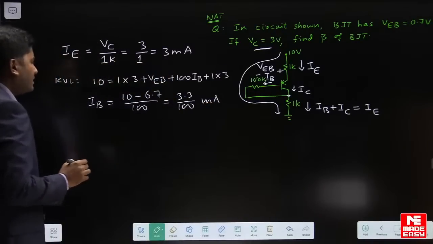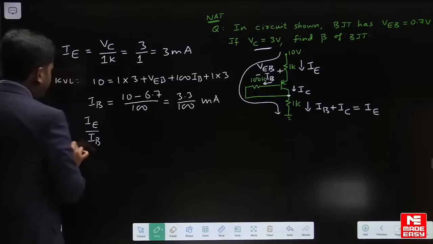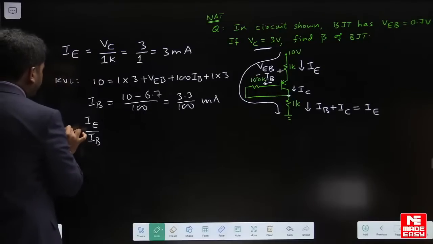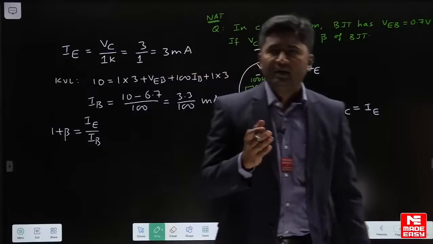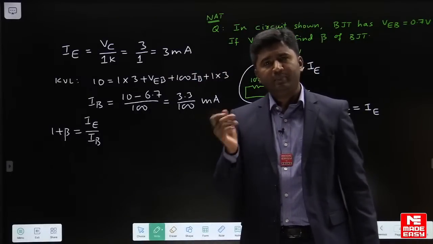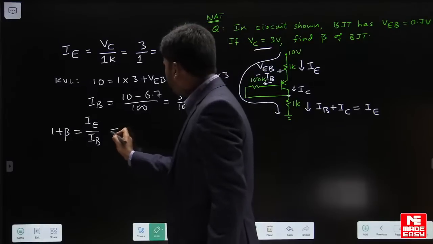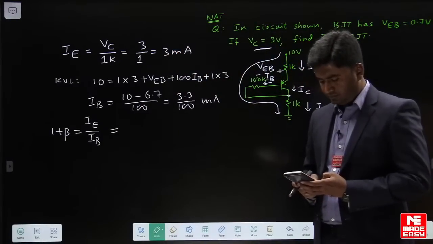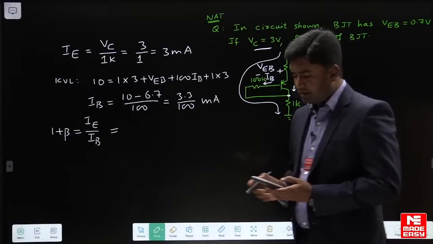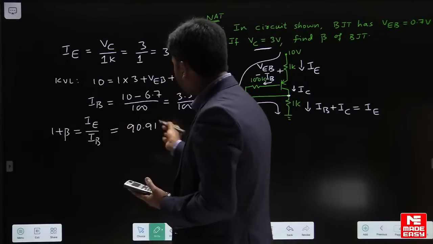Now once we know base current, we can find out the ratio IE upon IB. Please remember IE upon IB will be 1 plus beta. Everybody knows the relation between emitter current and base current. Emitter current is 1 plus beta times base current. So from here we can find 1 plus beta. Find the ratio 3 milliampere divided by this, it is 90.91. 1 plus beta is 90.91.